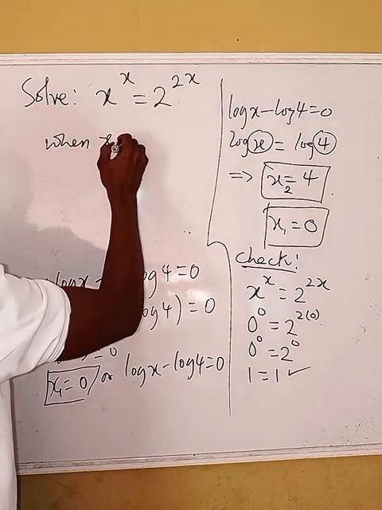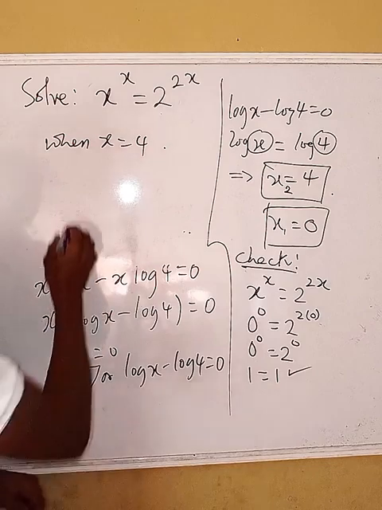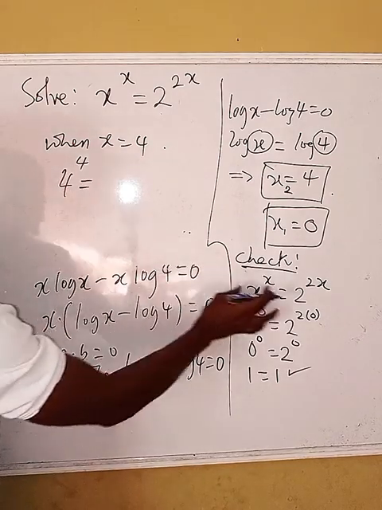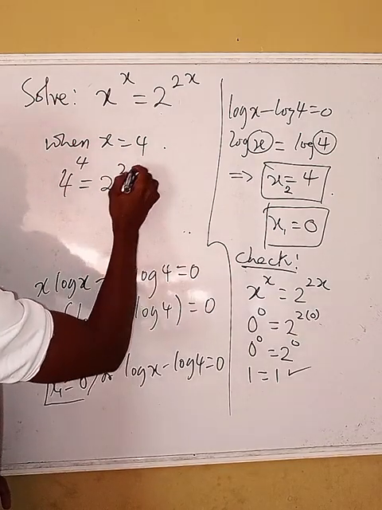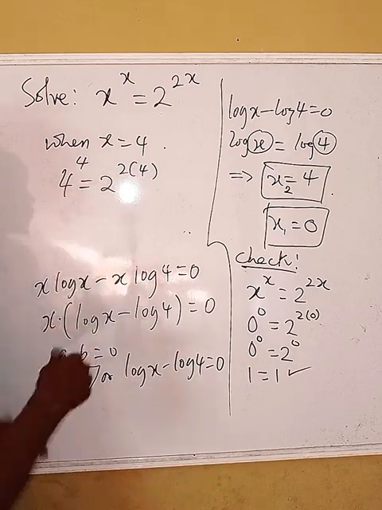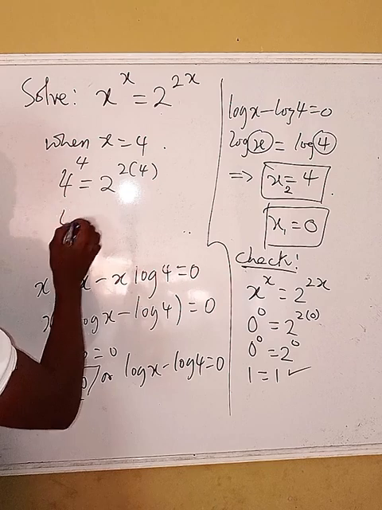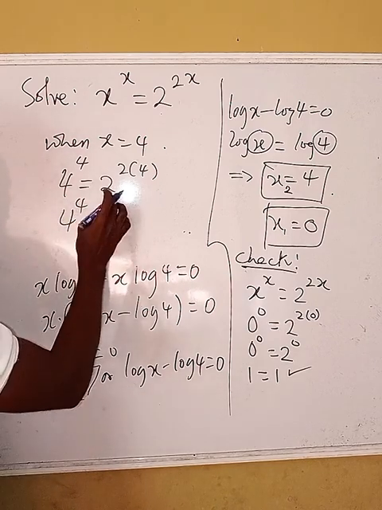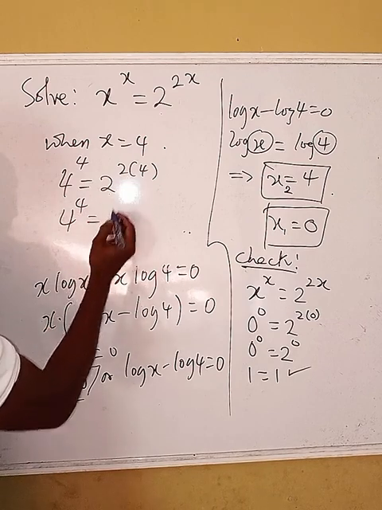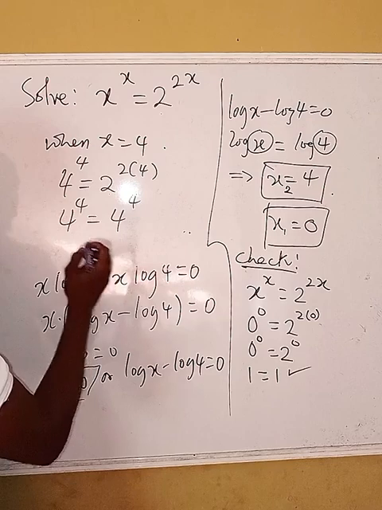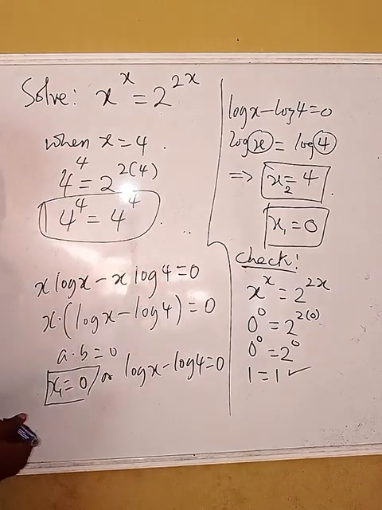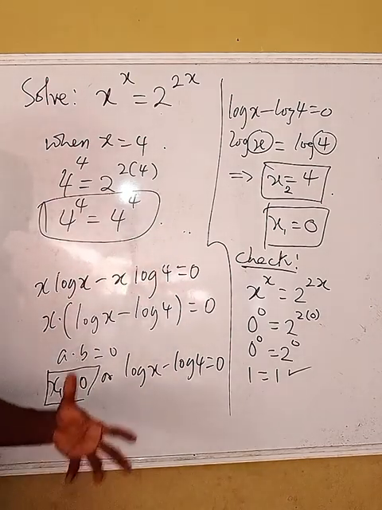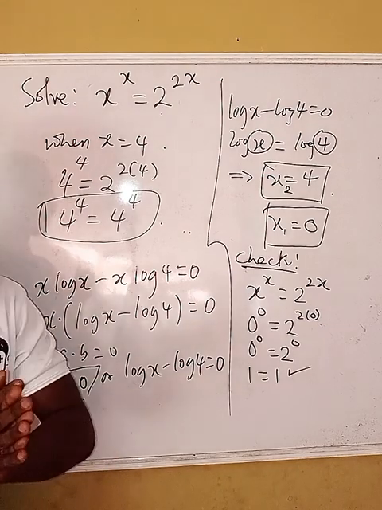When x is 4, so here we're going to have 4 to the power of 4 equals 2 to the power of 2 times 4. Let me just write it like this. I should leave it in index form. 2 to the power of 2 will give us 4, then we have the power here, 4. So you see, we have the two sides of the equation the same. And that's the end of the class.